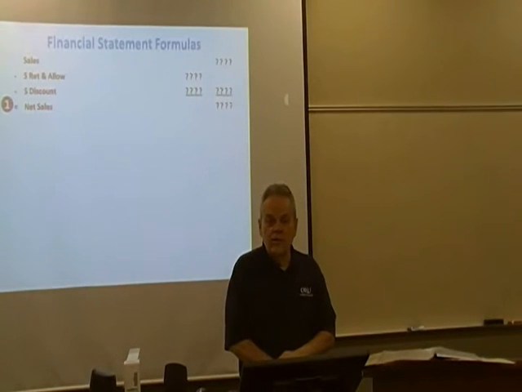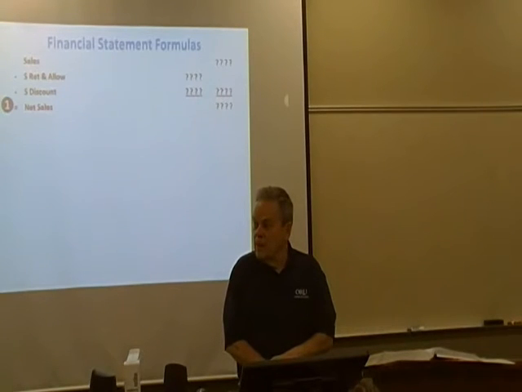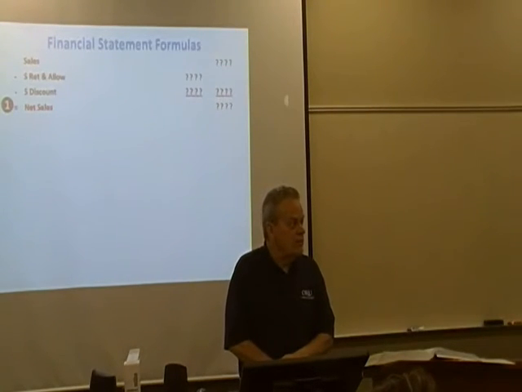Now, from net sales, we subtract something. You know its name? No. What do we subtract from net sales? Do you know its name? I think it's cost of goods sold. Whether it's periodic or perpetual. It's a big deal. It's a big issue this week especially.